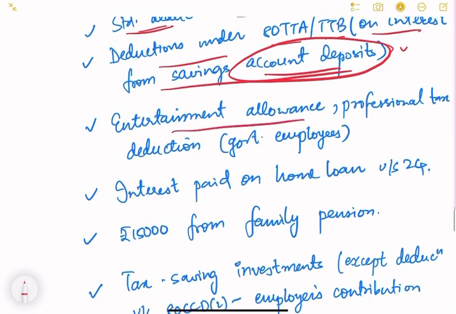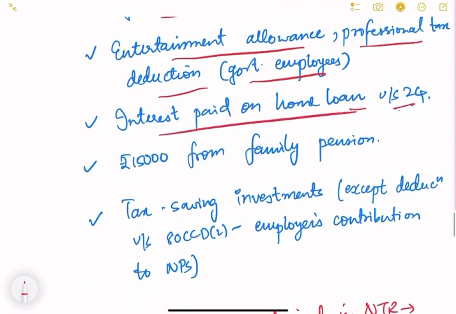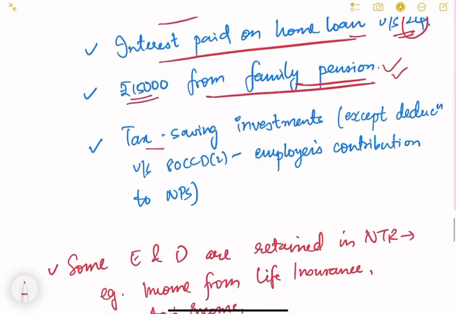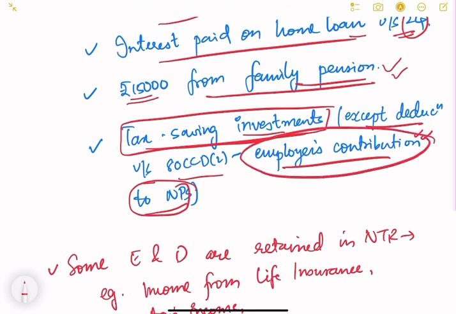Then entertainment allowance, professional tax deduction for government employees, interest paid on home loans under section 24, and 15,000 rupees from family pension. This was the deduction that was allowed. Tax saving investments except deduction under section 80CCD, employer's contribution to NPS. Tax saving investments included different kinds of investment, for example, investing in mutual funds, shares, the NPS. All those have been removed except for this one investment, the employer's contribution to the National Pension Scheme. Okay, this is still present in the new tax regime as well.